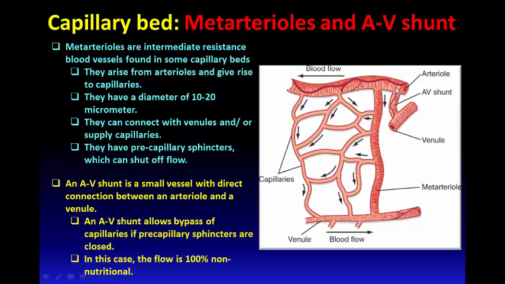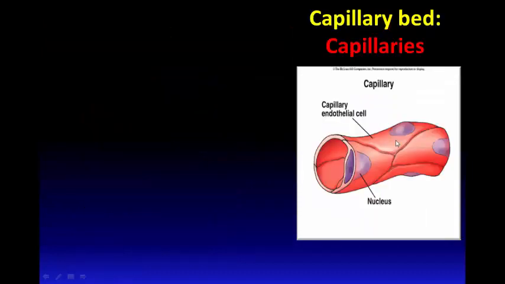An AV shunt allows bypass of capillaries if the precapillary sphincters are closed, and in this case the flow would be 100% non-nutritional because the blood would bypass the capillaries and would flow directly from the arteriole to the venule through the AV shunt. The capillaries are the major components of all capillary beds in the body.